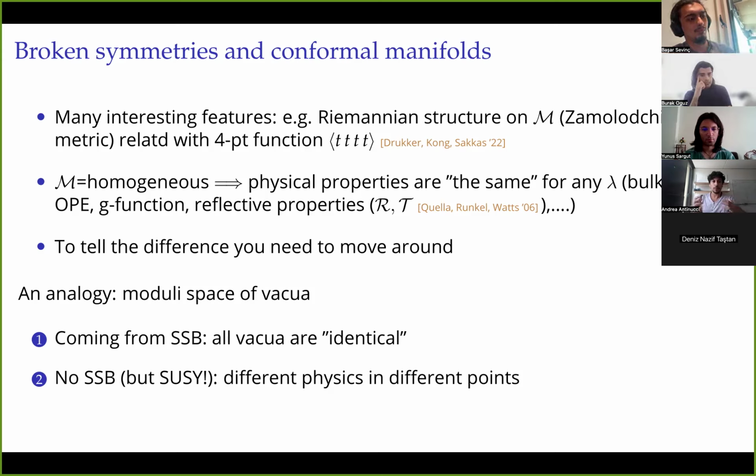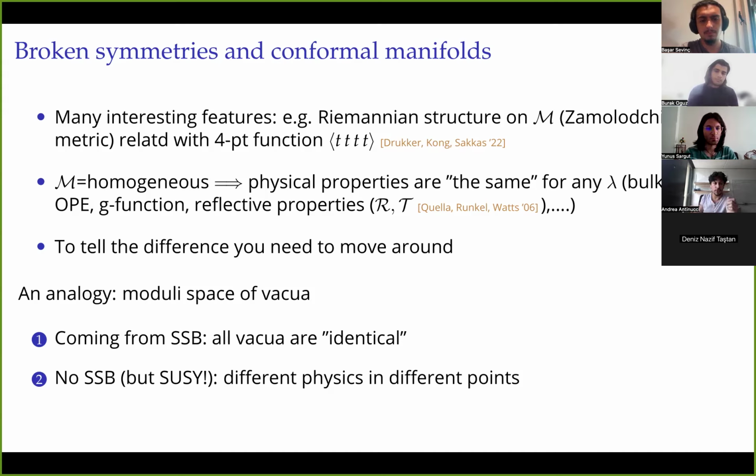And of course, to tell the difference, you have to move around the manifold. If you go from one point to the other, you will understand, because there is this interesting Riemannian structure, for instance, that you're moving along this manifold. But the physical properties are sort of the same for each point of the manifold.